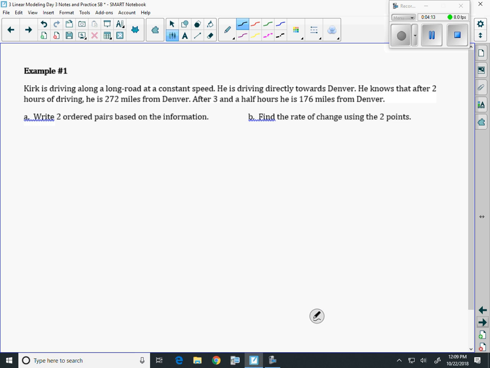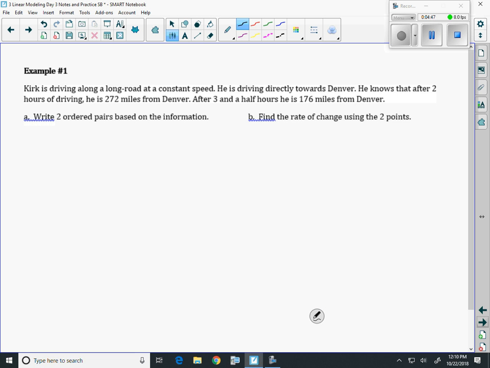All right, let's bring it back together. We're going to write 2 ordered pairs here. So we have Kirk. Kirk is driving along a long road at a constant speed. He is driving directly towards Denver. Now, if he's driving at a constant speed, what do we know about the average rate of change? It's constant, meaning the function is what type of function? Linear. So this can be written in y equals mx plus b form. So we're going to write 2 coordinate points.